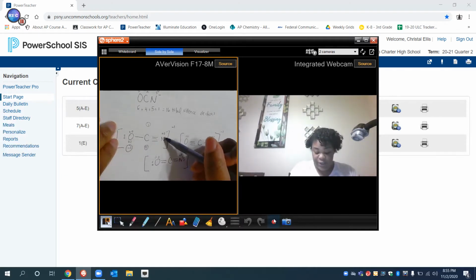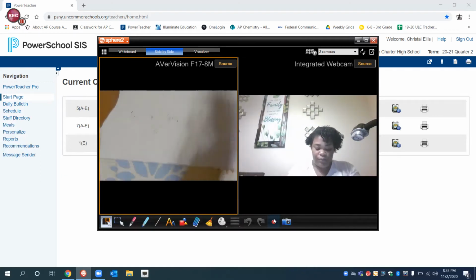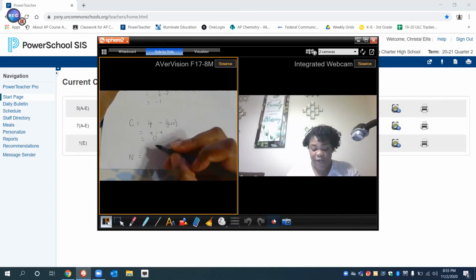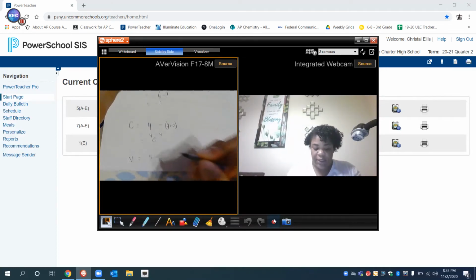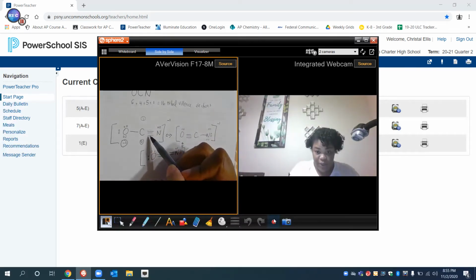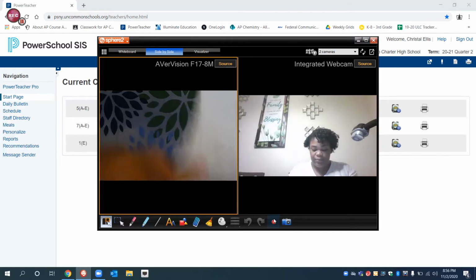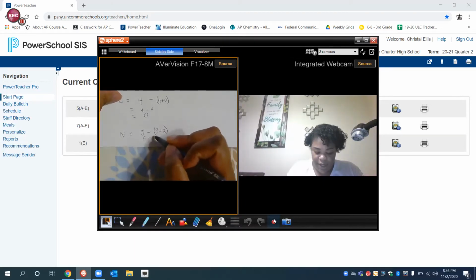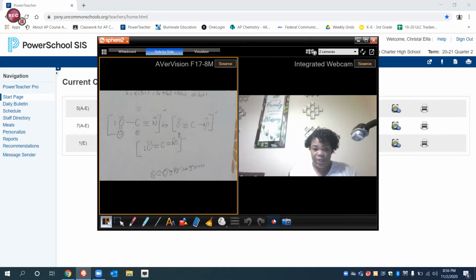Now let's look at the nitrogen. Nitrogen has 5 valence electrons, and the number of bonds here would be 1, 2, 3 bonds. 3 bonds and 2 dots. So that's 5 minus 5, that's equal to 0. So the formal charge on the nitrogen is 0.